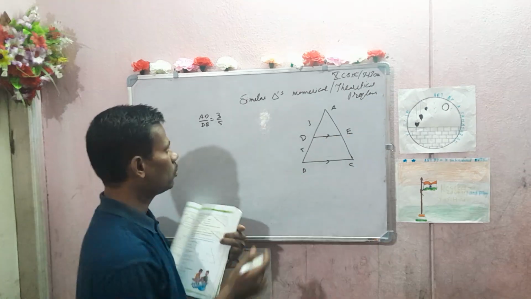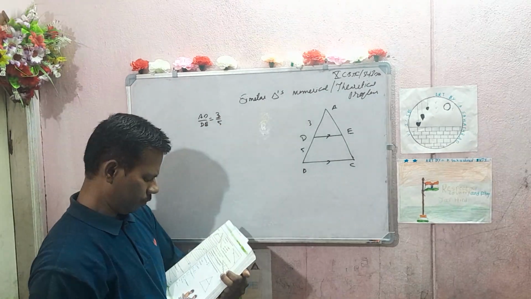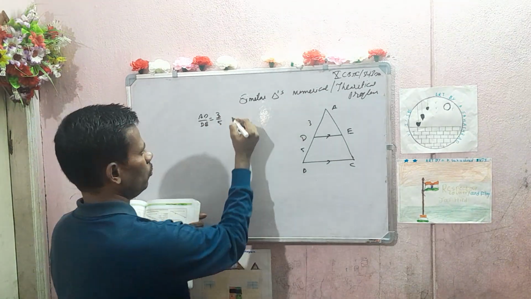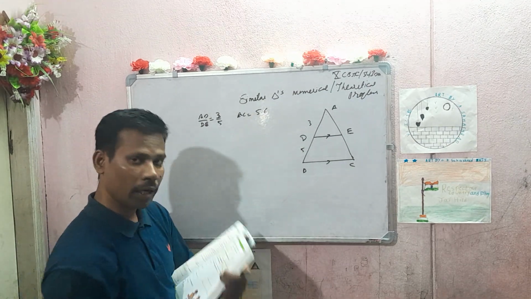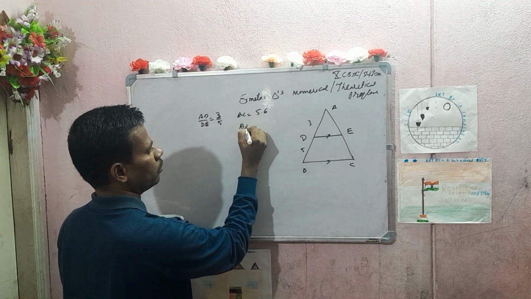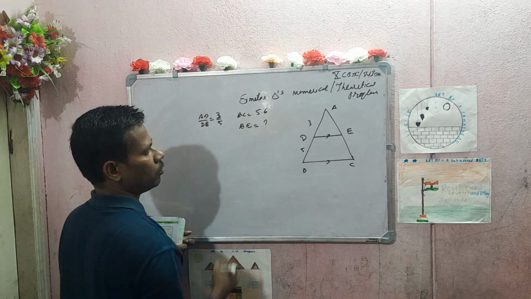AD by DB is equal to 3 by 5. AC is equal to 5.6. Find AE.